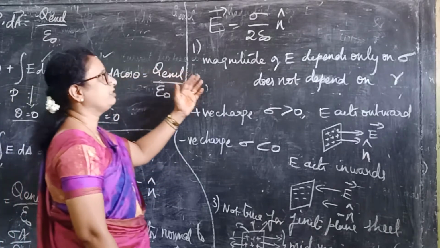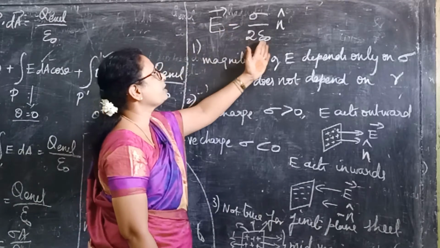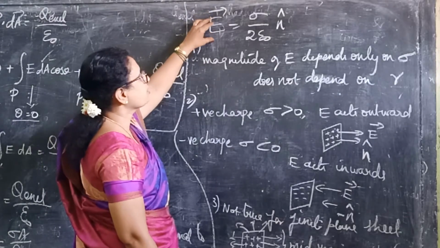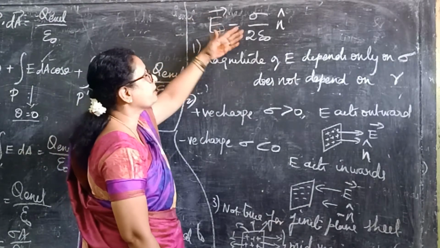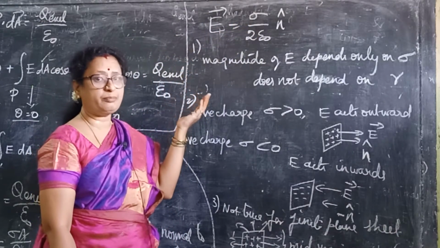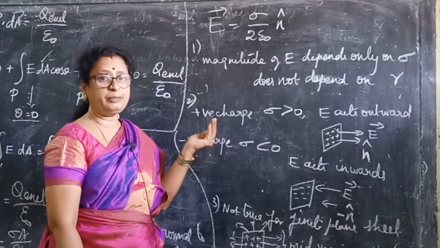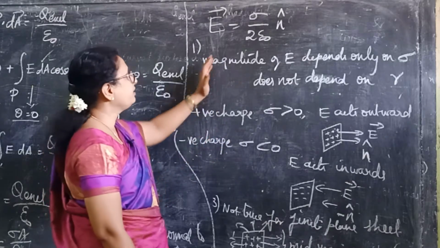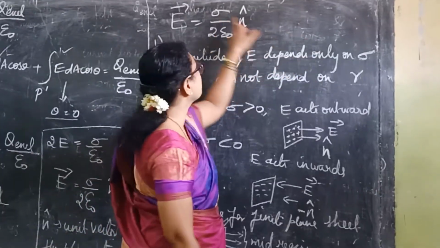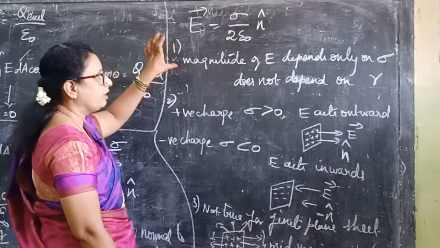Okay, now we will do the final discussion, children, of the equation we derived. E vector is equal to sigma by 2 epsilon naught n cap. We can see that the electric field due to a charged infinite plane sheet does not depend on R, unlike the previous expression E is equal to 1 by 2 pi epsilon naught lambda by R. In that expression, and also for a point charge, the magnitude of E depends on R, but in this case it only depends on sigma, the surface charge density, and does not depend on R.